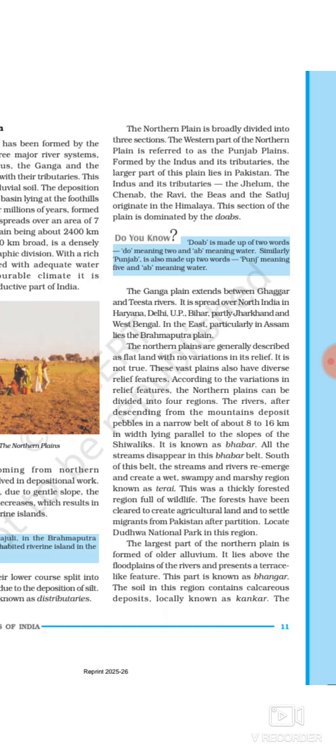Marshy means a region which is muddy. This was a thick forest region full of wildlife. The famous wildlife sanctuary, the Dudhwa National Park, is found in this region.